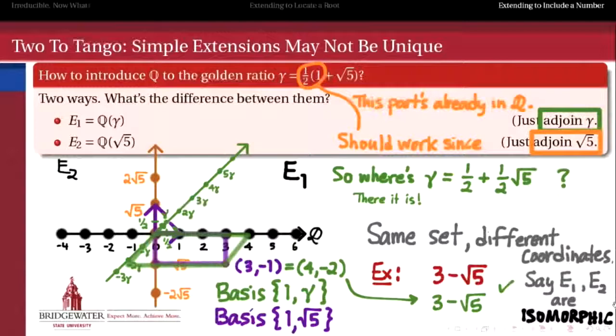So we can think of the sets as being the same, as long as we remember that they might have a different coordinate system on them if we choose to adjoin a different element, like gamma versus the square root of 5. So the news is not all that bad. That simple extensions are uniquely defined, but only up to a choice of coordinate basis, only up to a choice of isomorphism.